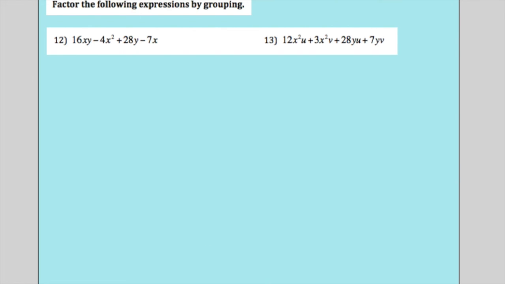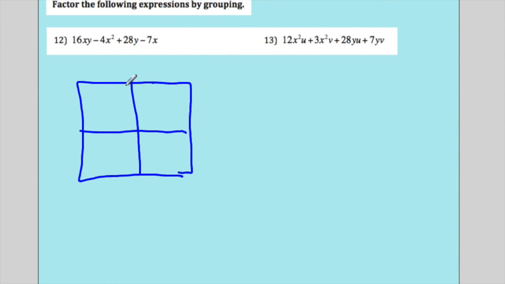Okay, so I look at 12, and if I want to do the box, I just write each term in the box. So I have 16xy minus 4x squared. Then I have 28y minus 7x. So I would say 16 and 4, both divisible by 4. So I would have 4, and then I can take out an x. Okay, here I can take out a 7.